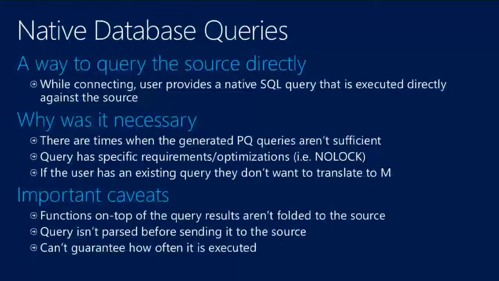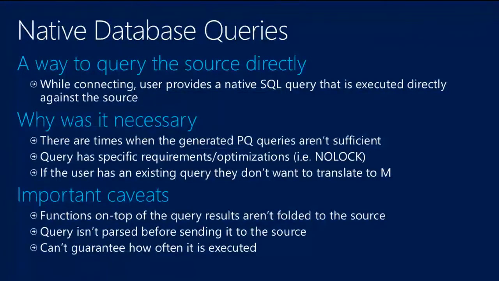Yeah, so the last thing that affects folding as well is native database queries. So this is the feature that Matt was warning you about initially. So what are native database queries? This is the way to query the source directly. So for all of our relational data sources that we support, we have that SQL statement box that you saw when Matt was connecting to SQL Server. So why did we add this feature? Well, while we try to push as much of the work back to the source and try to figure out how we can translate M back to SQL, there are times when what we folded isn't as efficient as what you could write yourself. So that's one of the reasons that we offered this feature.